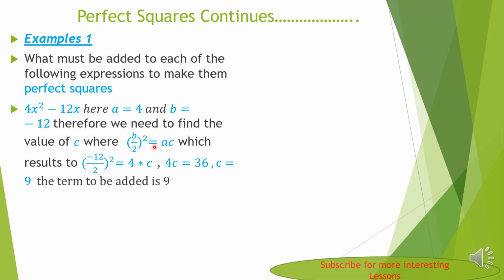Therefore, by substituting the values of B and A, we have negative 12 over 2 squared equals 4 times C. Now, by simplifying this expression, we get that 4C equals 36. Dividing by 4 across, we get that C is 9. And therefore, the term to be added here is positive 9. So to make this expression a perfect square, you are going to add positive 9 to it.